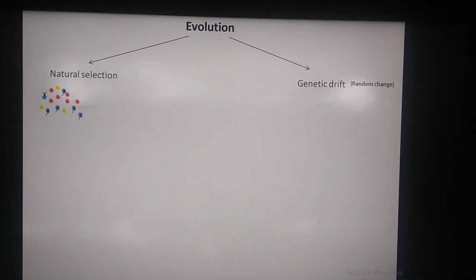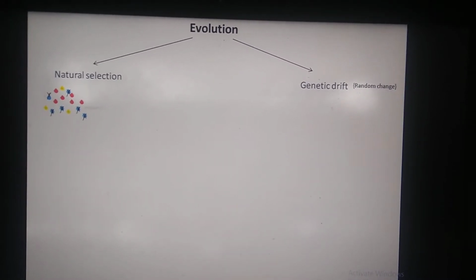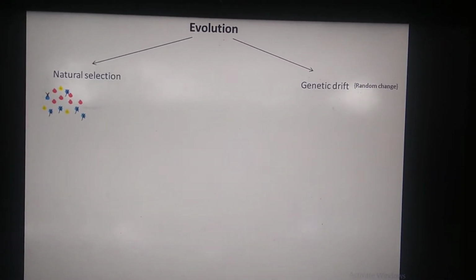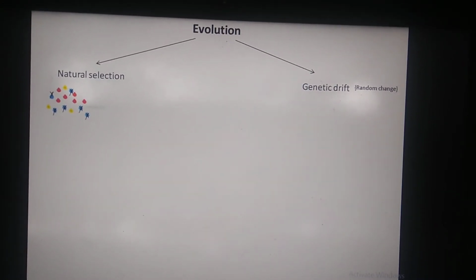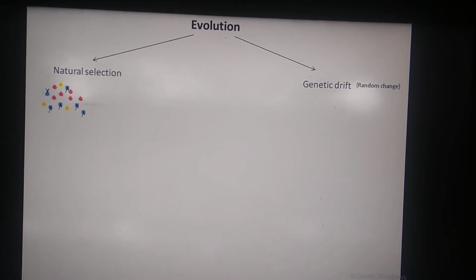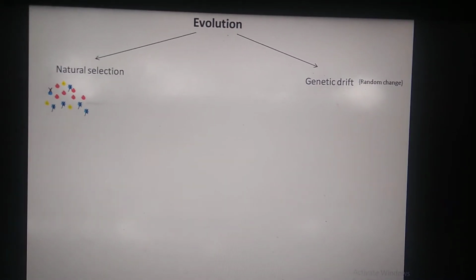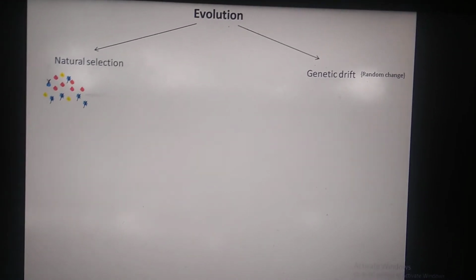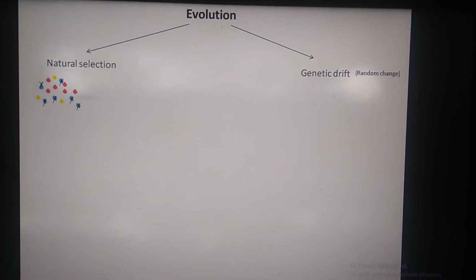Genetic drift is a sudden random change in the genetic makeup of a population. It's a sudden random change, and that is not controlled by anything. Okay, and it is not selected by nature. It is random and it is sudden. I am giving you a simple example.